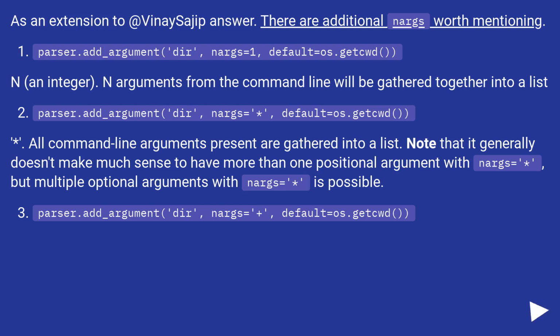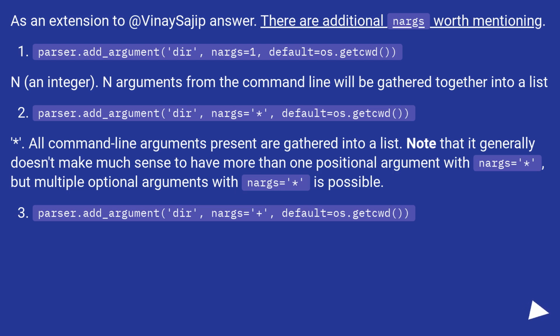parser.add_argument dir, nargs equals star, default equals os.getcwd. All command line arguments present are gathered into a list. Note that it generally doesn't make much sense to have more than one positional argument with nargs equals star, but multiple optional arguments with nargs equals star is possible.